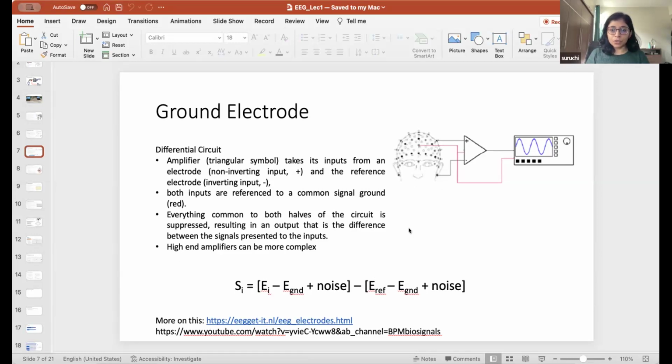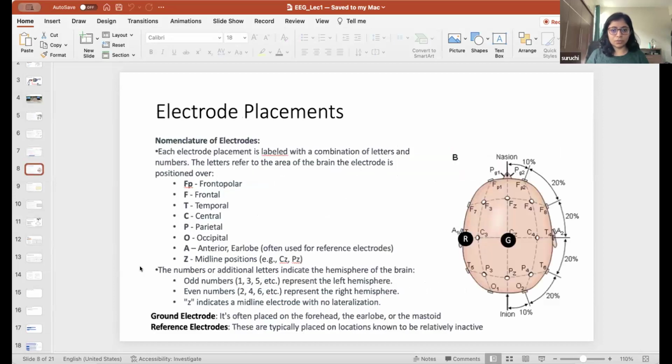So we understand ground is for suppression of the noise and also safety and several other reasons. Now this is the part we are all familiar with: electrode placement. Typically at the center of the head, we will have a ground. Somewhere here near the earlobe, which is not a very active region of the brain, we will have a reference. And the rest of the electrodes are placed in a systematic manner.